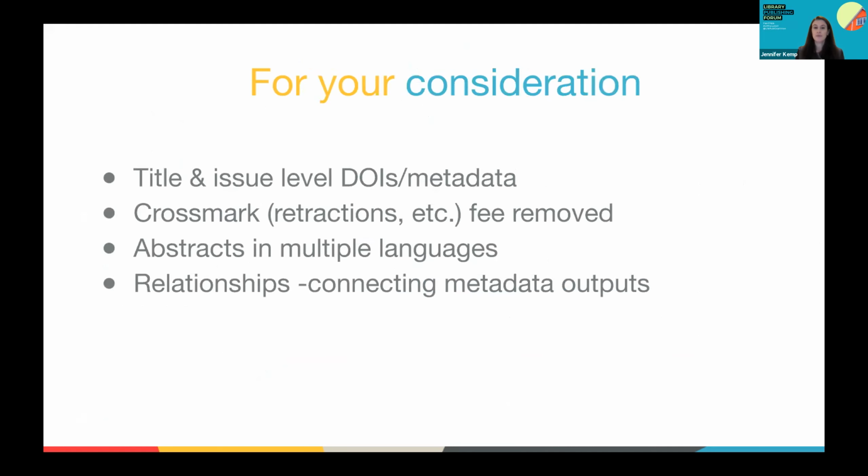So a few news items possibly for some of you. We're talking about journals today, and when we do that, we very reasonably think of article metadata, but title and issue level metadata is an option as well. Crossmark, which is used for things like retractions, used to have a fee associated with it, but it no longer does. So if that was a barrier for you, that's now gone. And abstracts is something else that we get asked for a lot, and abstracts in multiple languages are an option as well.